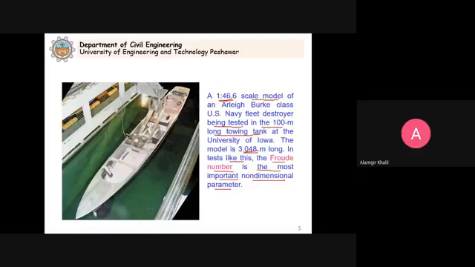Later on in the topic, you will see why we need to consider this Froude number. So the Froude number is an important parameter to consider. Clear? When we conduct tests on this. So let us see a small video, then we will continue with this discussion.